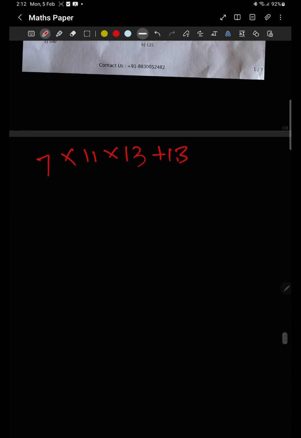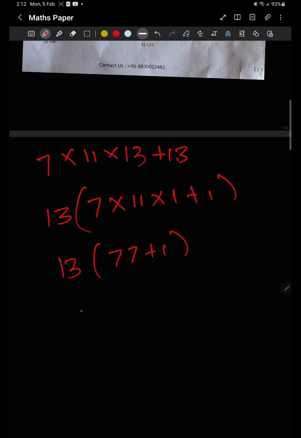How? I'll explain to you. 7 into 11 into 13 plus 13. So see, if I take 13 as common, then what will I get in the bracket? 7 into 11 plus 1, correct? So 13 is a prime number. 7 elevens are 77, plus 1 is 78. But if you check, 78 also has factors.